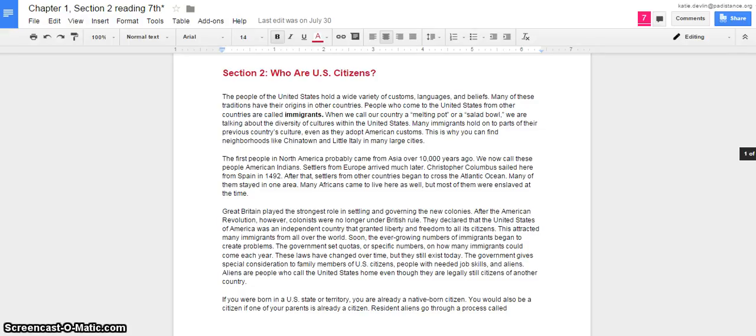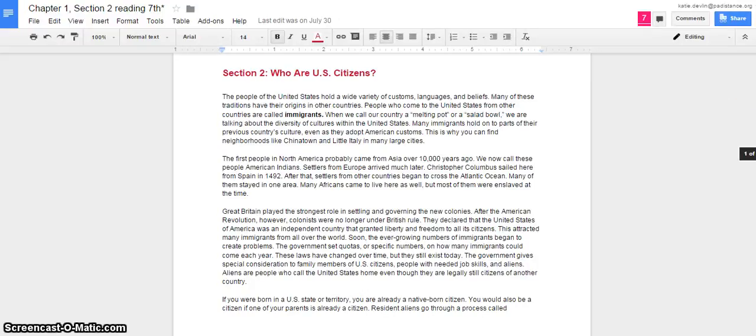Soon, the ever-growing numbers of immigrants began to create problems. The government set quotas, or specific numbers, on how many immigrants could come each year. These laws have changed over time, but they still exist today. The government gives special consideration to family members of United States citizens, people with needed job skills, and aliens. Aliens are people who call the United States home, even though they are legally still citizens of another country.